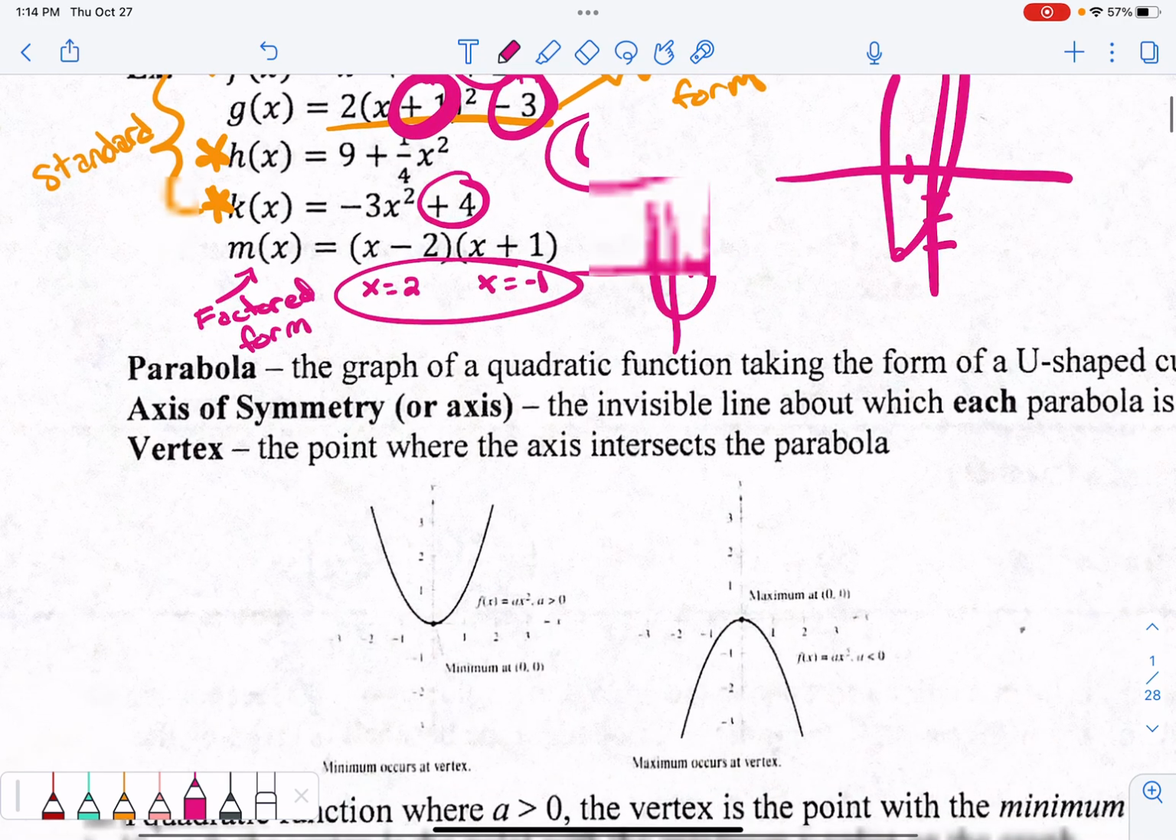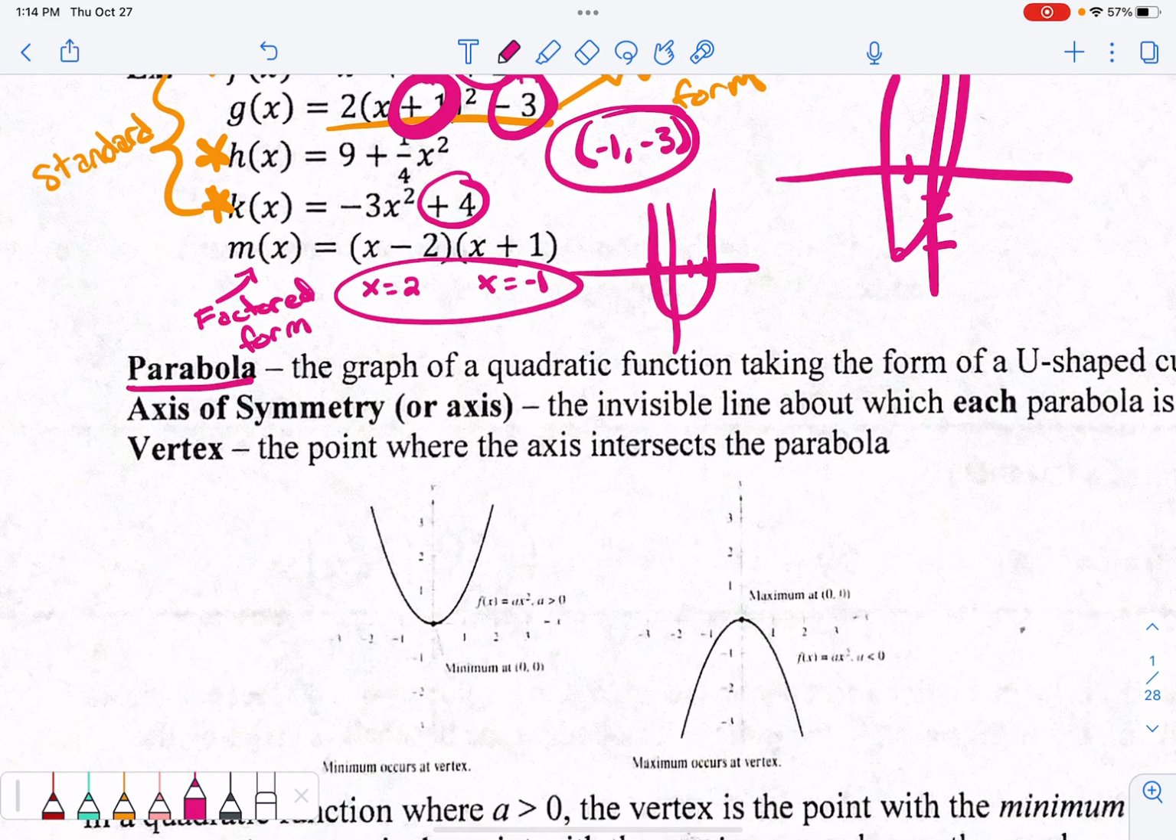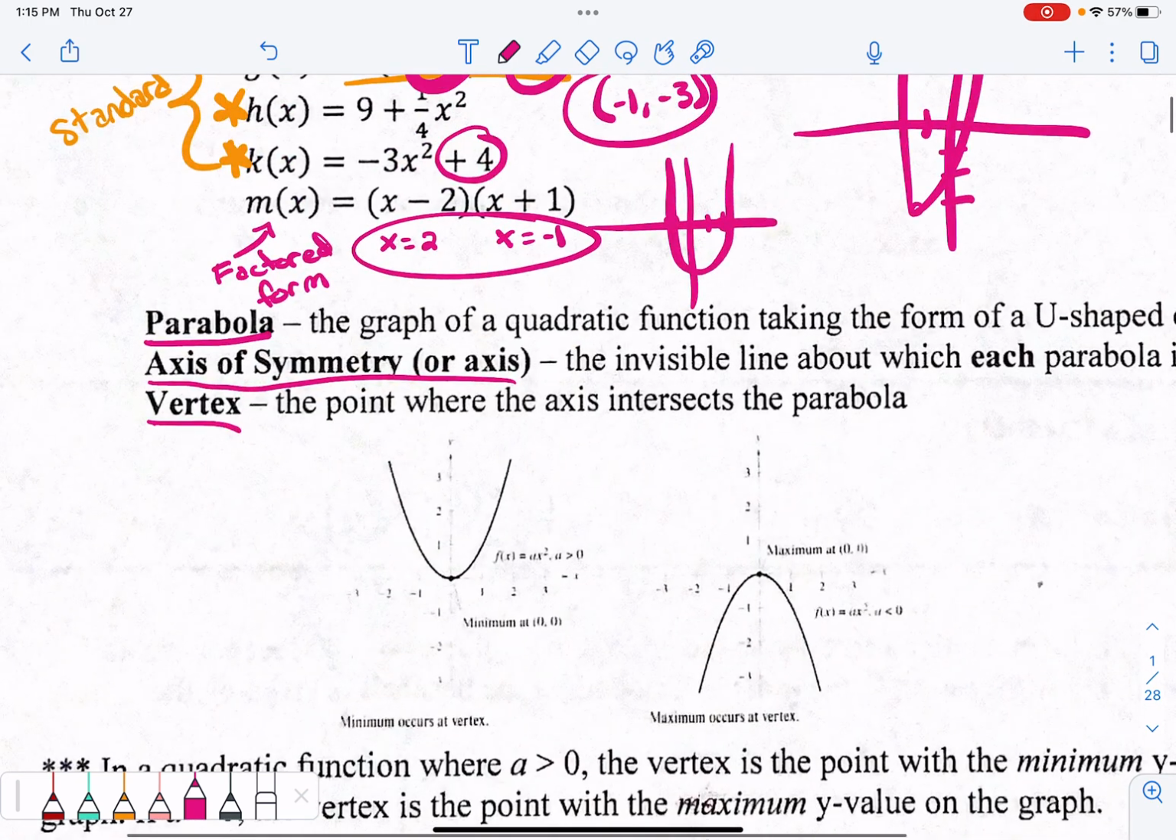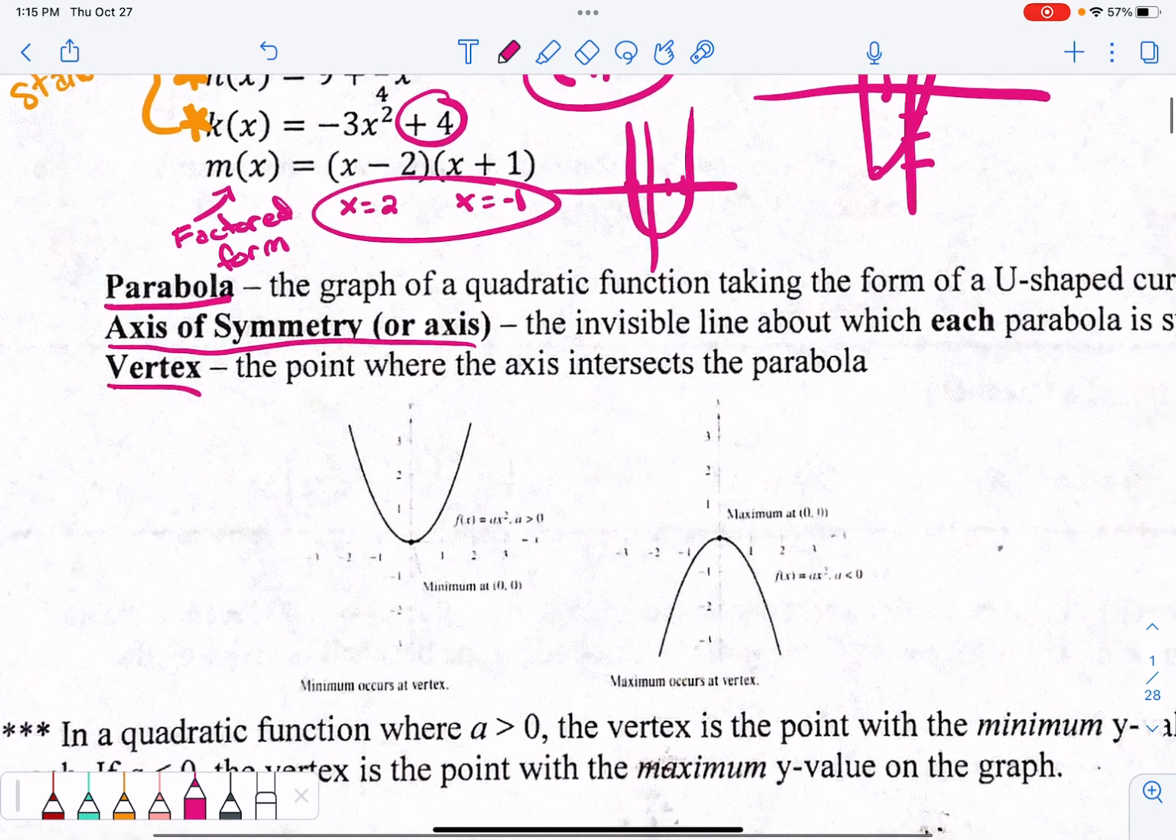All right. Okay, every quadratic function is going to look like a parabola, and each one of them is going to have an axis of symmetry and a vertex. Okay, so the vertex, I'm just going to give you a little hint. Not yet. We'll get to that backside.